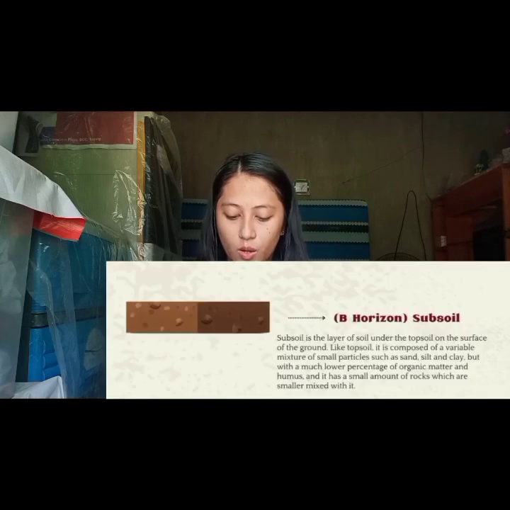The third one is the B horizon or the subsoil. Subsoil is the layer of soil under the topsoil on the surface of the ground.